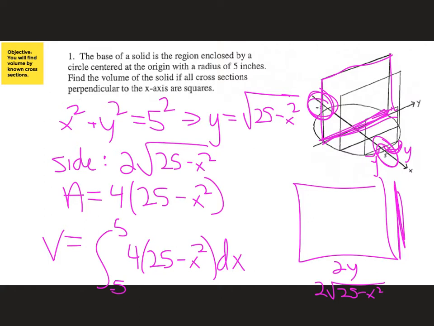Now you should be able to do that. And I'll have the answer magically appear. And I got 2,000 thirds. Notice, there is no pi because we are not rotating. So there is no pi.